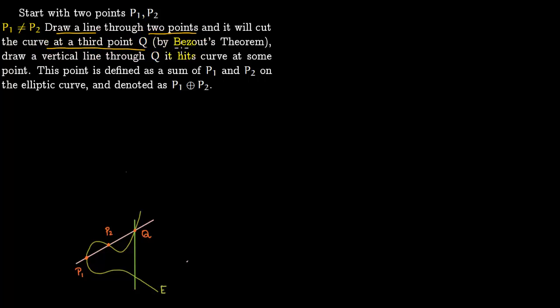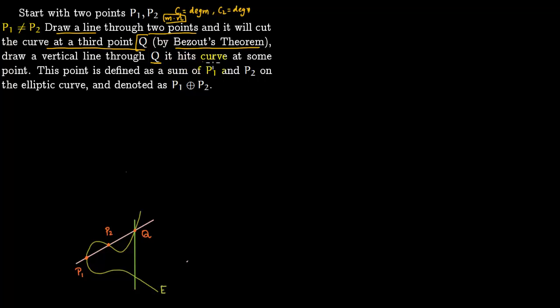Now this is guaranteed by Bezout's theorem. Bezout's theorem says that if there are 2 curves, one curve defined by a polynomial of degree m and the other curve of degree n, then these 2 curves will intersect at exactly m times n points. Here the line has degree 1 and we know the elliptic curve has degree 3. So by Bezout's theorem, 3 times 1 is 3, so the line and the curve will intersect at 3 points.